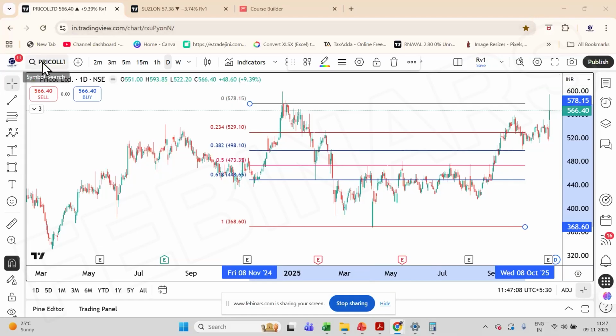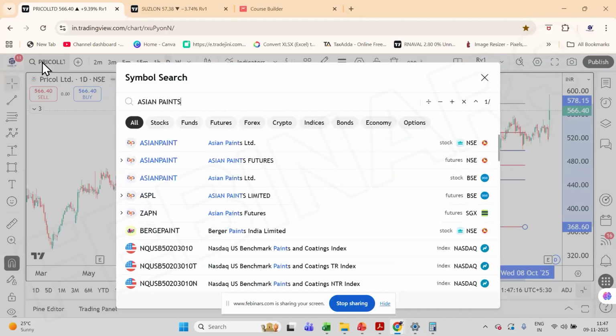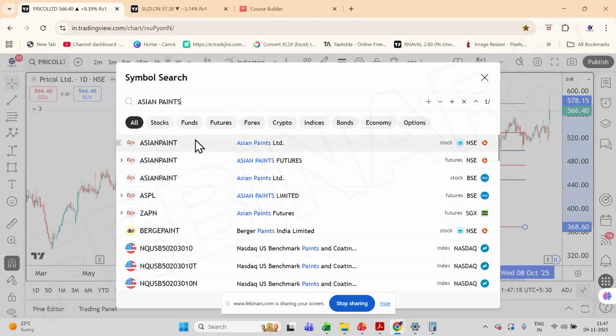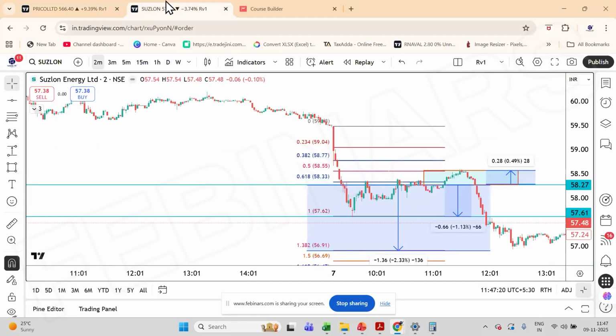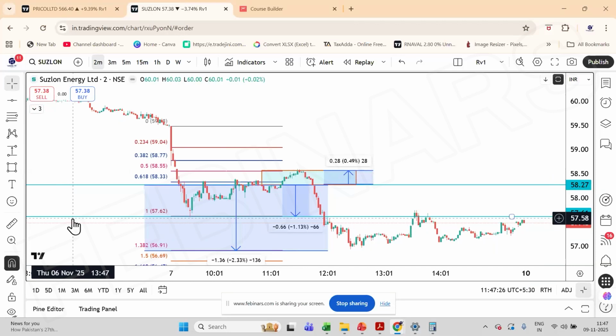Okay, great. Mr. Rishabh wants to see it on Asian Paints. I'm showing it on Suzlon. Suzlon profits are good, results might be good. What trade can be taken on this?